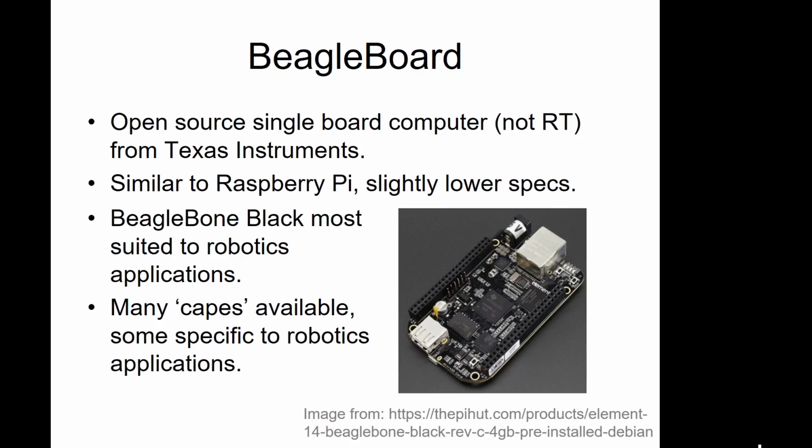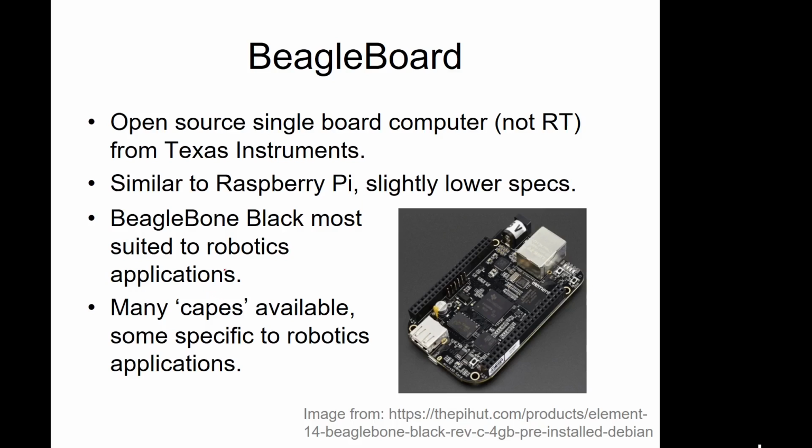Next option, BeagleBoard. So the BeagleBoard is very similar to the Raspberry Pi. It was produced by Texas Instruments. It's slightly lower specs than the Raspberry Pi, so the Raspberry Pi is a bit more of a powerful computer. The BeagleBoard was brought out for applications such as robotics, and its main strength was the capes, or the boards you can plug into it.